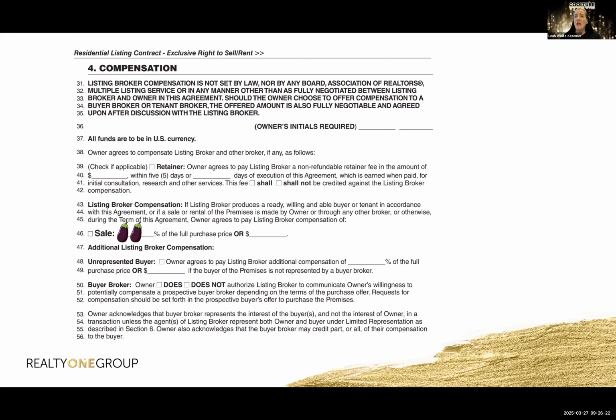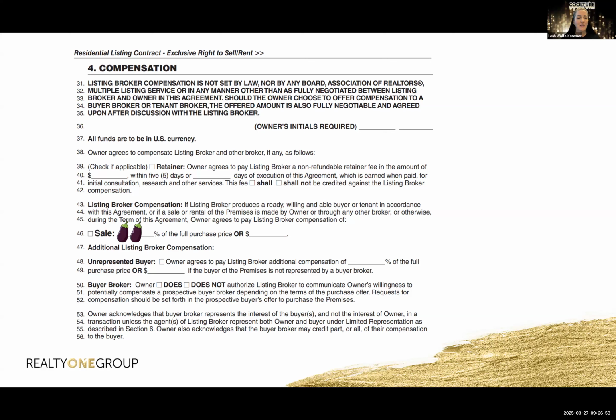That being said, unrepresented buyers can be a lot of work. While you're not representing their interests, you are representing your seller. So you have to do everything necessary to facilitate a deal. So you're in essence doing double the work. Don't shortcut yourself on what compensation may be entitled in that situation. So owner agrees to pay listing broker additional compensation of whatever percent of the full purchase price or however many dollars if the buyer of the premises is not represented by a buyer broker. Up to you how you want to handle this.